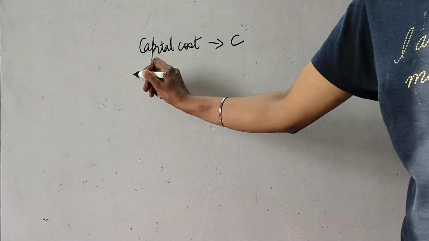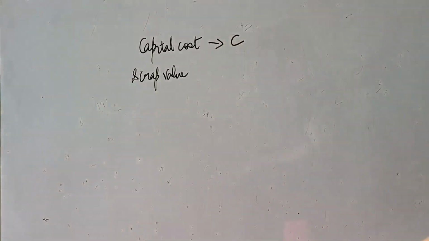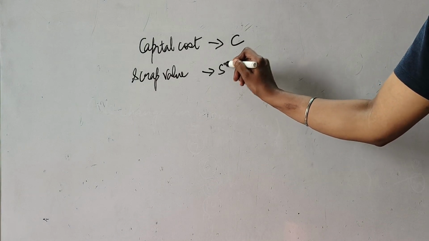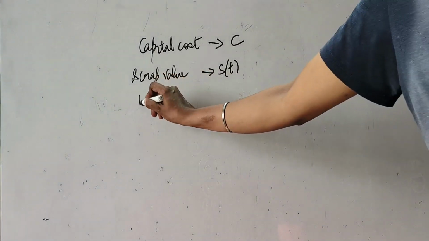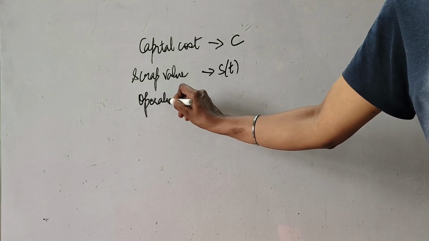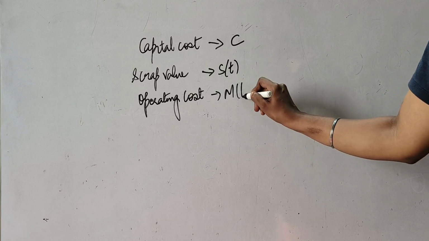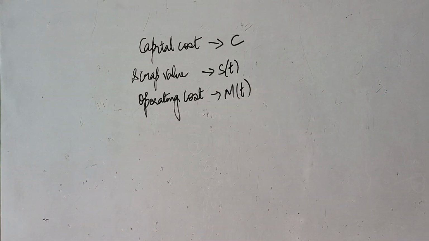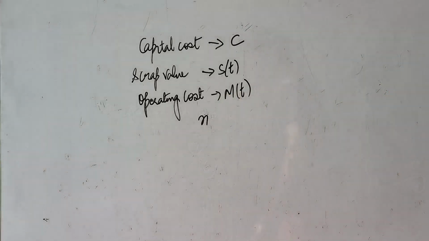The scrap value of the asset, the amount at which the asset is going to fetch if it is sold, will be considered as ST. T stands for time. And the operating cost, the cost that we spend to maintain the asset, will be written as MT, maintenance cost for T number of years. And the optimal replacement period will be considered as small n.